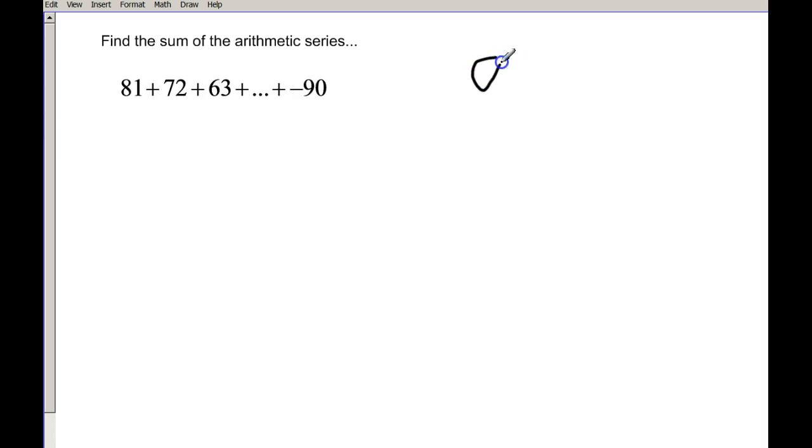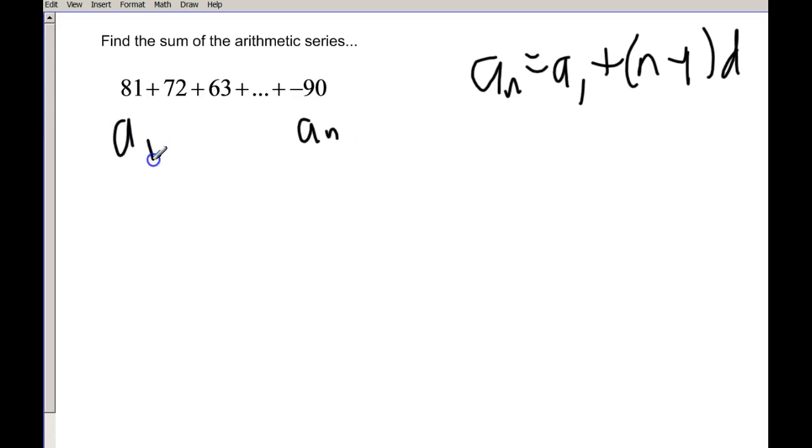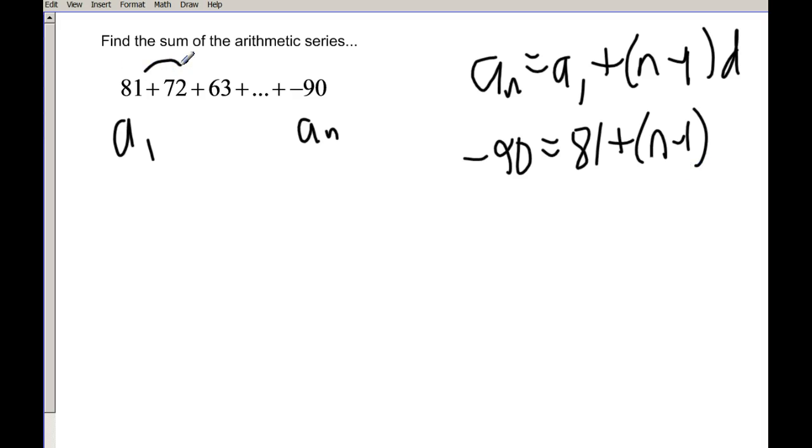Again, you want to use the same kind of technique here. So the first step, it's kind of a weird step, but we're using the a sub n equals a sub 1 plus n minus 1 times d formula. So we're plugging in, this is like our a sub n, this of course is our a sub 1. We just don't know what number term that is. So we're plugging in negative 90 equals 81 plus n minus 1 times the common difference of, it looks like we are subtracting 9 each time, so negative 9.